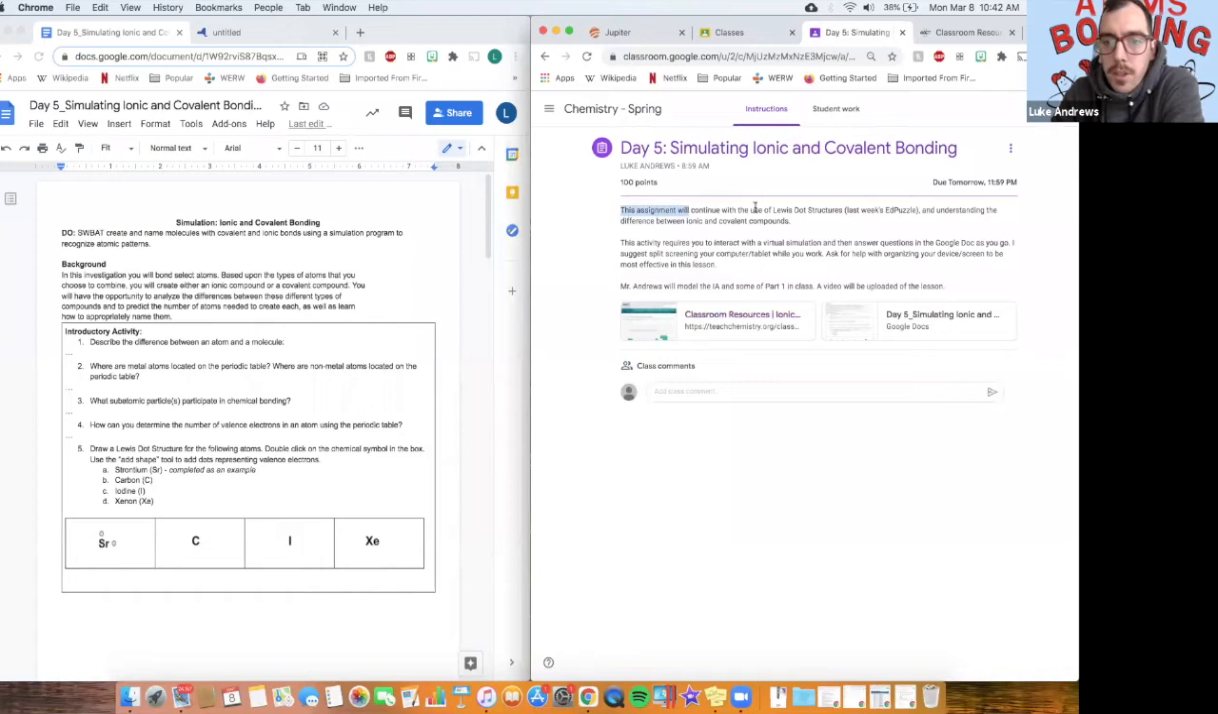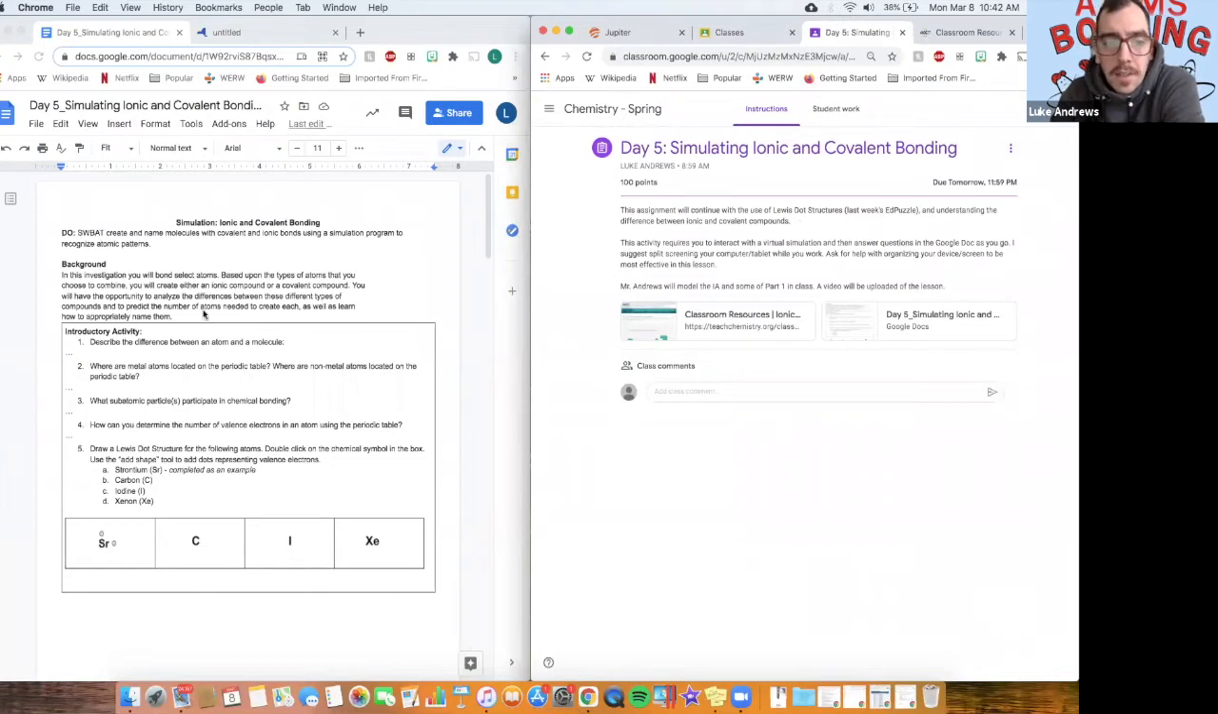Notice that we are going to continue with some of the Lewis dot structures. That was last week's Edpuzzle that I threw up as kind of a preview of what we're going to start doing this week. We're going to start talking about the differences between ionic and covalent bonding. We've already brushed on those a little bit in comparing bond characteristics, how you can recognize ionic versus covalent bonds. And we've done a Nearpod on each about their different bonding tendencies and how they function. And we're going to be diving a little bit deeper on that with this simulation today.